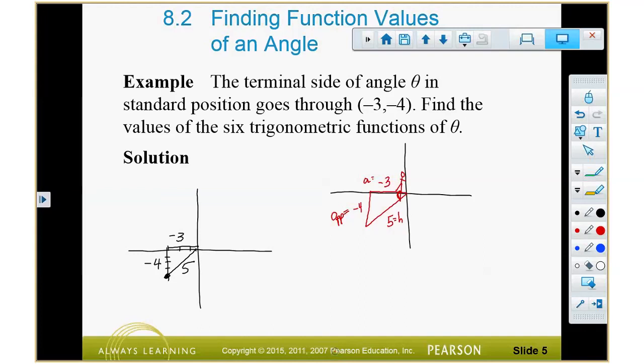And now I want you to tell me what the angle is. You may not know how to do that. I'm going to show you.